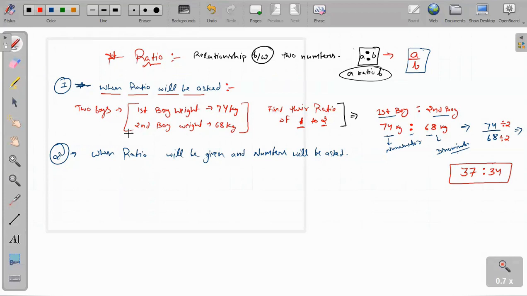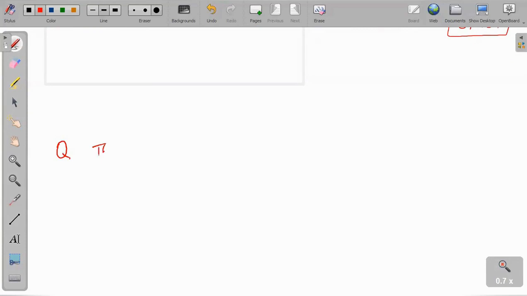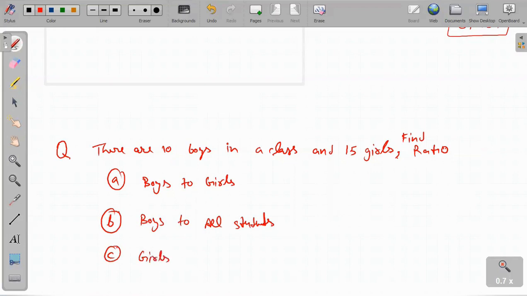So for example, one more question I'm asking, on the same part as the first part. Let's make some space. The simple question is: there are 10 boys in a class and 15 girls. Find the ratio. First question, boys to girls. Second question, boys to all students. Third question, girls to all students. So how will you solve it?